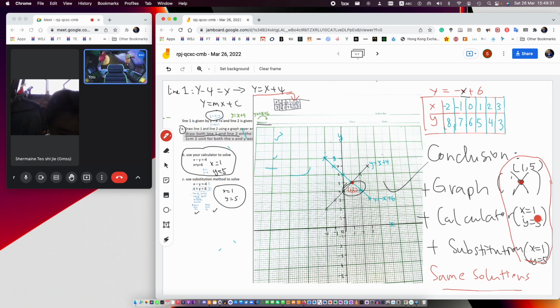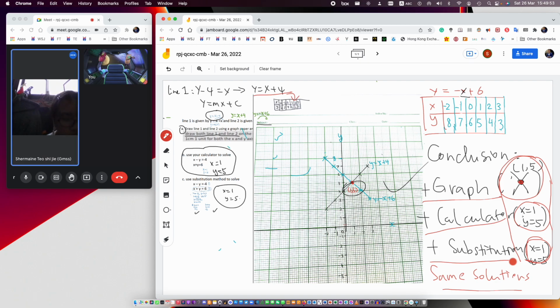So what is the solution? The solution is x equals to 1, y equals to 5. The solution is x equals to 1, y equals to 5 for calculator. And the solution for the graph is, yeah, x equals to 1, y equals to 5. So they have the same solutions. Whether you use the graph method or the calculator method or the substitution method, they have the same what? Solution. Yes. So if I ask what's the solution, how do you answer? X equals to 1, y equals to 5. Correct.